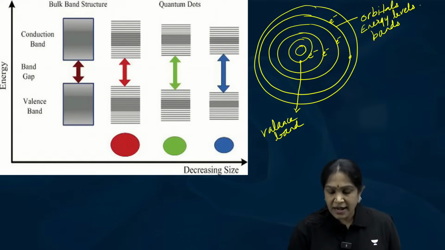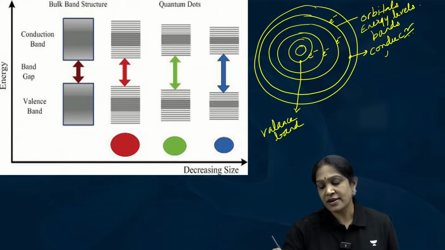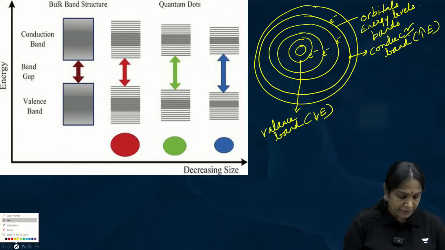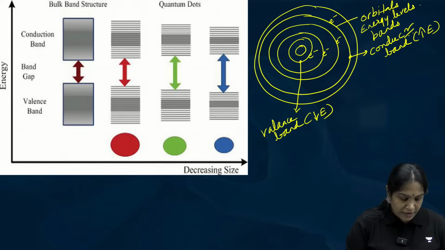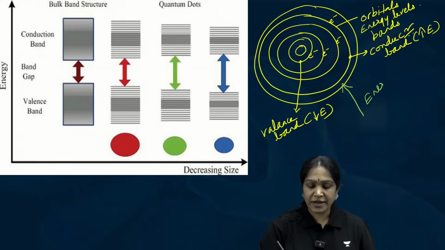And what do you call the high energy level? Conduction band. The high energy level is called the conduction band. High energy level, low energy level. Is it clear?